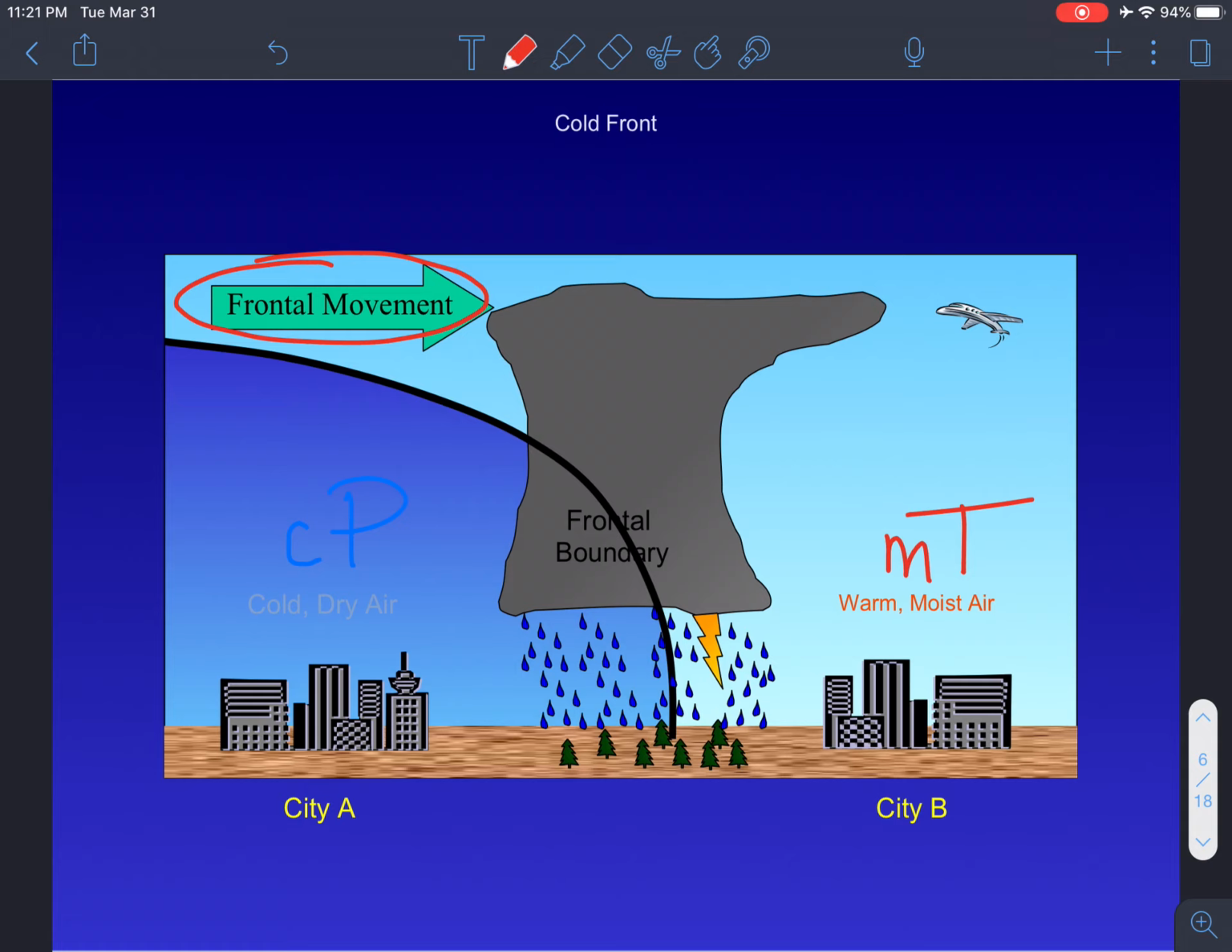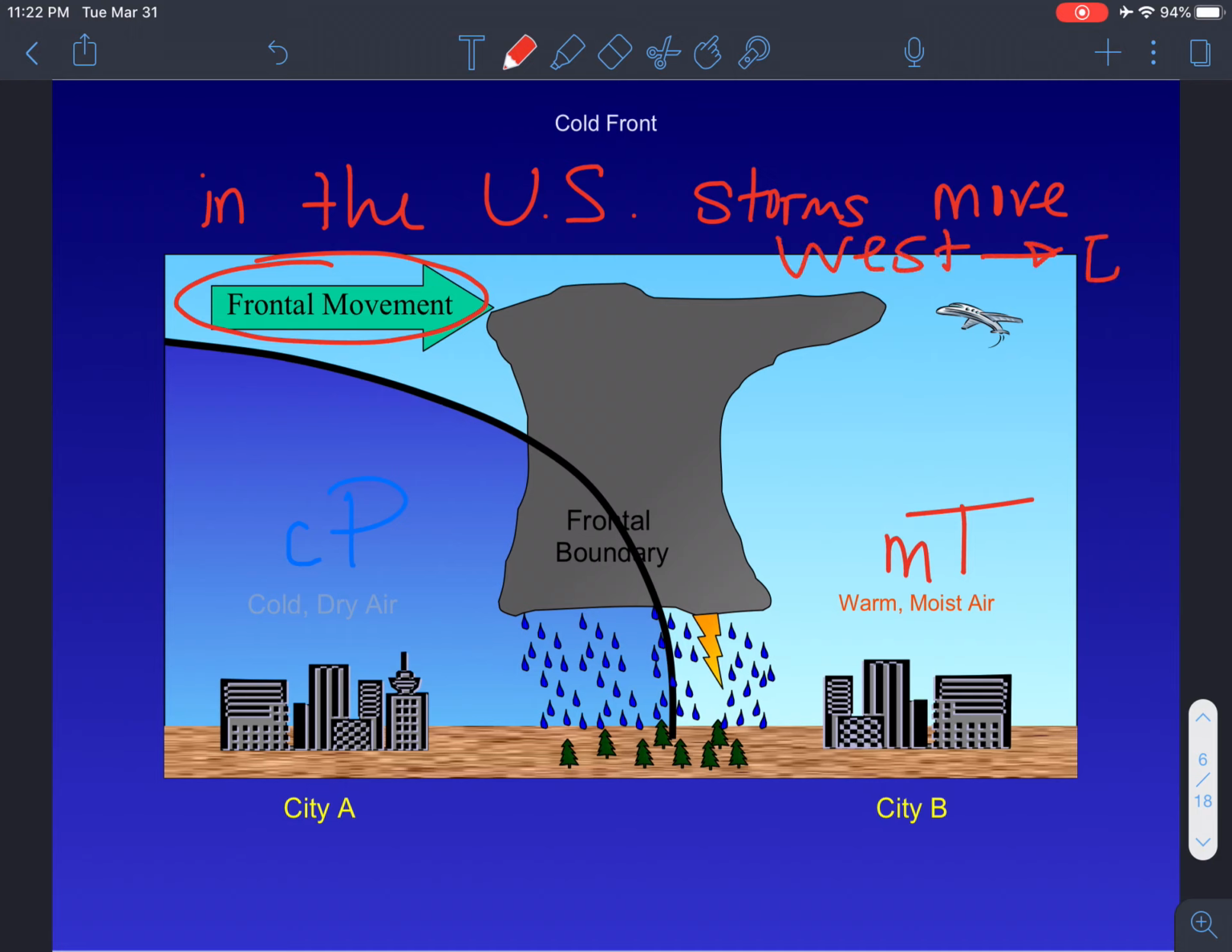So in the United States, our storms always move from west to east. So I'll put move west to the east. So in City A, I'll make this easier to see, City A is moving towards City B. Well, the air above City A is moving towards City B.